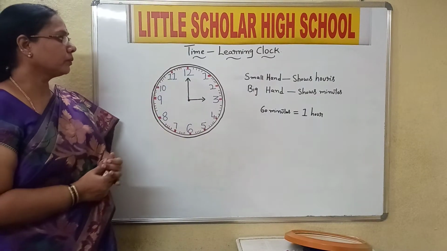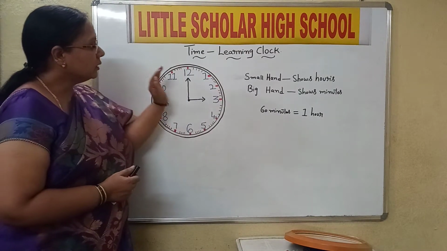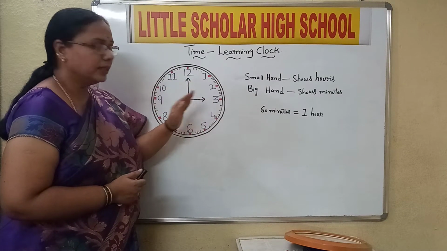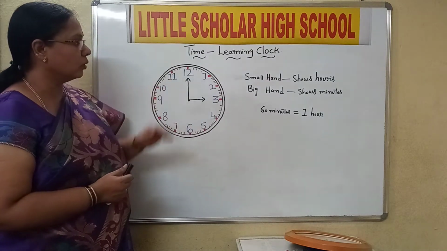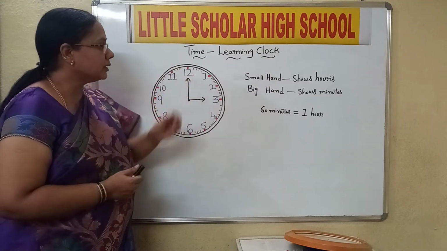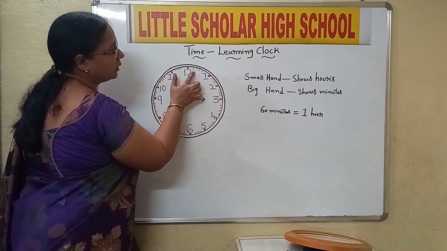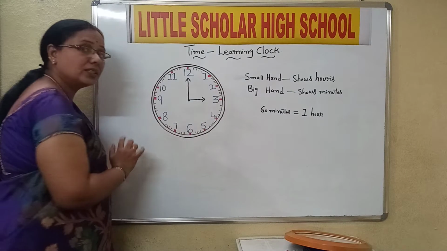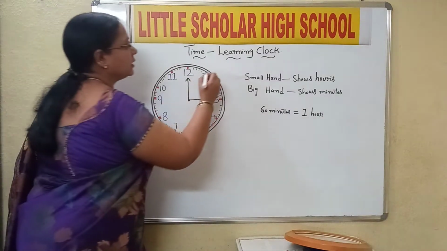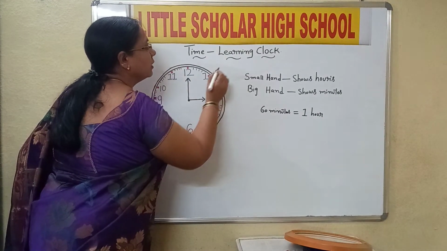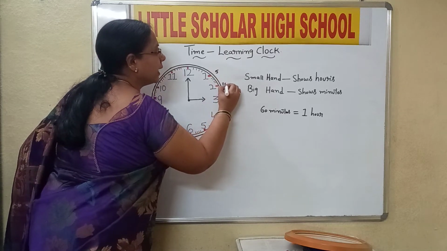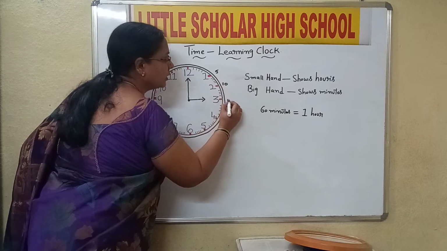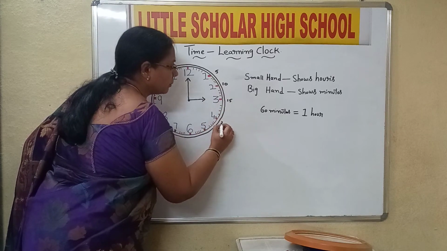Okay, children. Now, you see, this is 12 and this is 1, 2, 3. Isn't it like that? We have till 12 o'clock. Now, the gap between this 12 and 1, each number will represent 5. Like, see, 1, this is 5. So, 5 plus 5, what? 10. Okay. So, 2 will represent 10. Then, 3 will represent 15. 4 will represent 20.